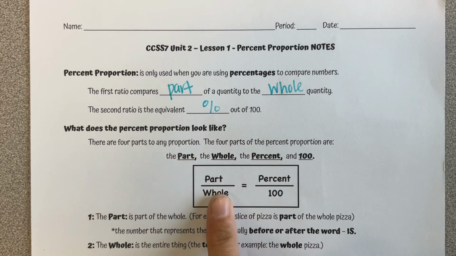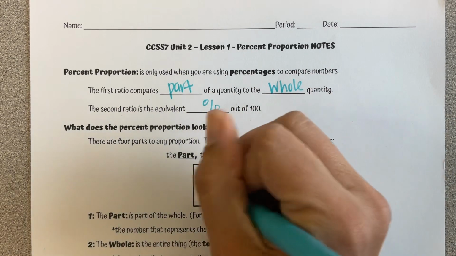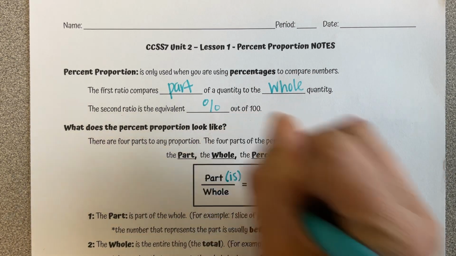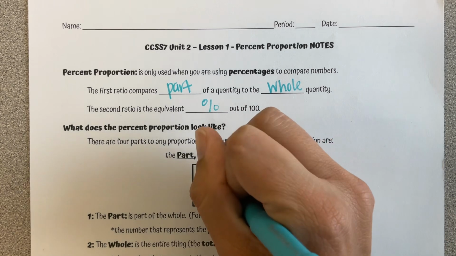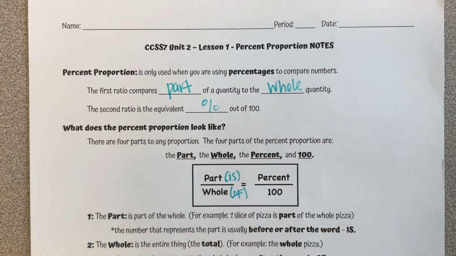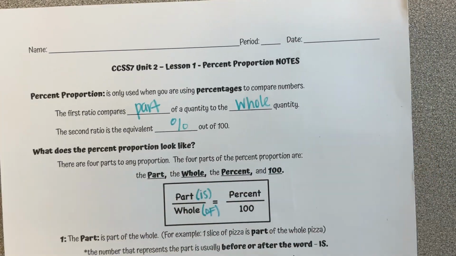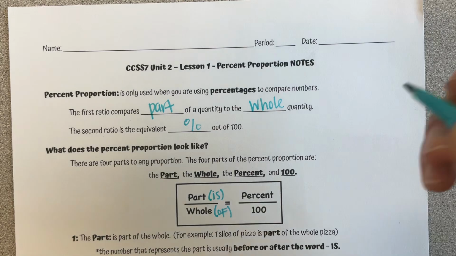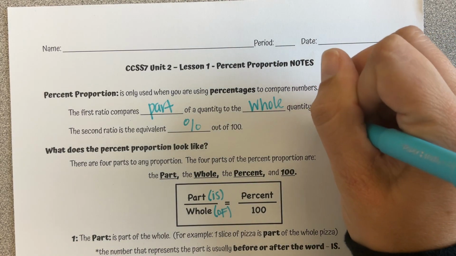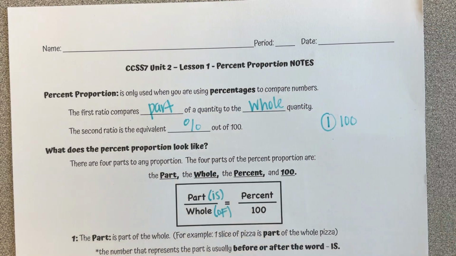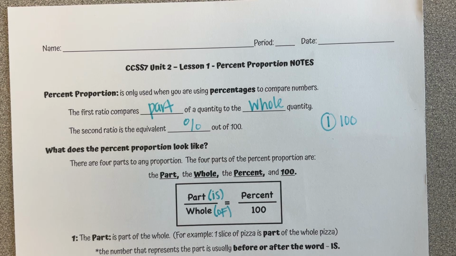So we have these four parts. It's set up like this. One thing to note is that the word "is" clues you into the part. The word "of" clues you into the whole. What I'm going to write on the side here is the order in which I go about filling out my proportion. First thing I do right away is write the 100, because no matter what, that 100 is always in the bottom right.